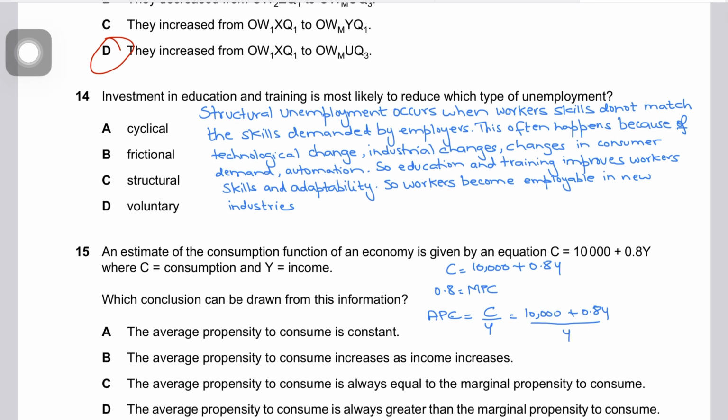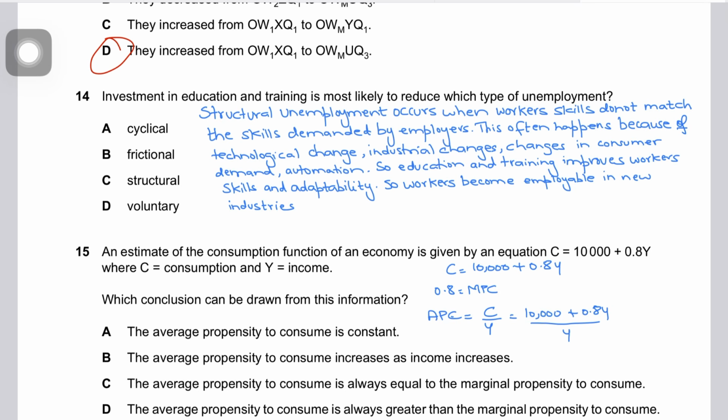A, B, and D are incorrect options. And by the way, voluntary unemployment occurs when people choose not to work at the current wages themselves. So training does not directly solve this. And even for A and B, training will not solve this, because cyclical unemployment is caused by lack of AD during a recession. So training alone does not solve lack of demand.